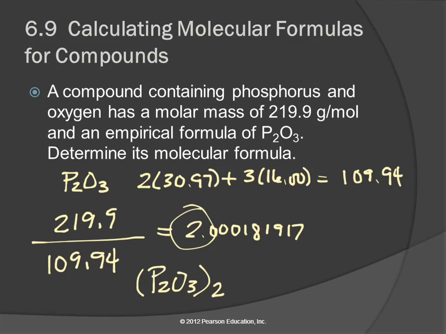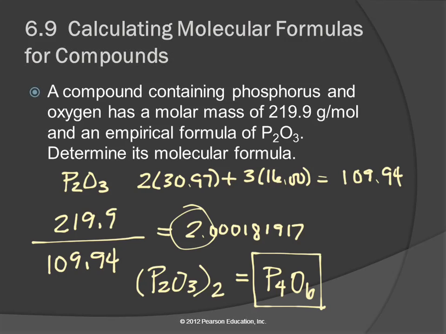Now we're not going to leave it like that because that's not how we write formulas. We're going to multiply it through. We have P4O6 is the molecular formula for that compound. And you could check that by calculating the molar mass of this compound. 4 times the mass of phosphorus plus 6 times the mass of oxygen would give you something very close to 219.9. Question? So if that came out to 2.5 something, we multiply by 3?